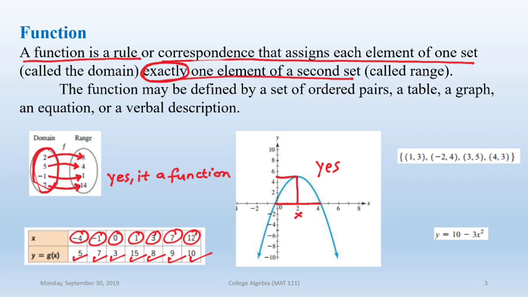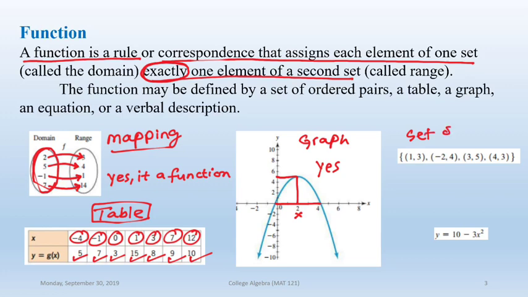In the first one, the function is given in the form of a mapping diagram. This is called the mapping diagram. Second, the function is given in the form of a table. Third, the function is given in the form of a graph. Now here it's given as a set of ordered pairs.